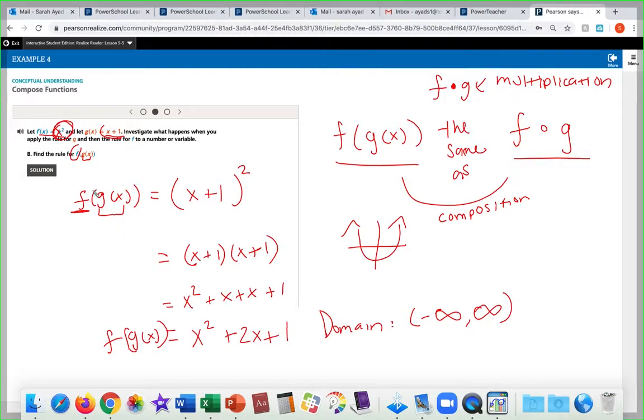So again, I'm taking out the x in one function and replacing it with another function. So in the previous example, we replaced the variable with a number. Now we're replacing the variable with a function.